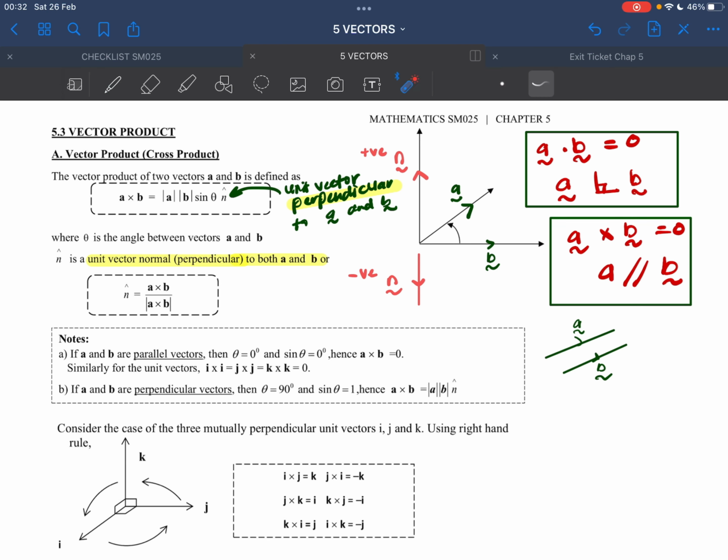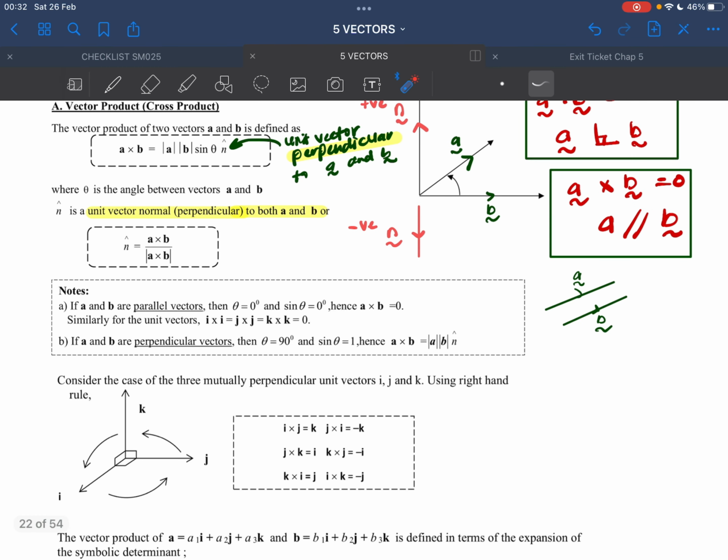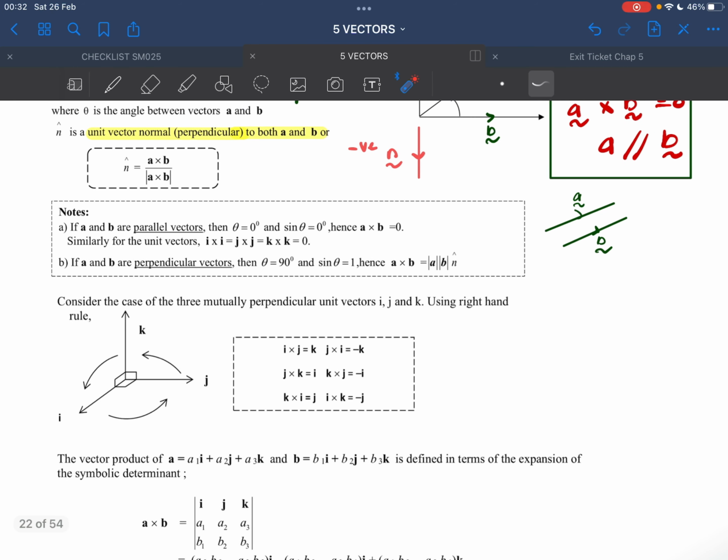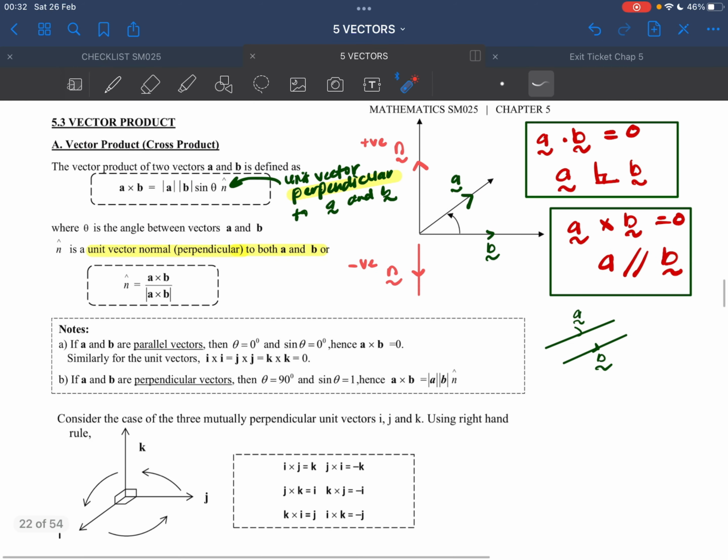A dot B equals 0, A is perpendicular to B. A cross B equals 0, A is parallel to B. So you can see from here, if I cross I, you'll get 0, J cross J gives 0, and K cross K equals 0. And if A and B are perpendicular vectors, then theta is 90 degrees, and you know that sine 90 degrees equals 1. Then we end up with this formula to find the unit vector perpendicular to both A and B.